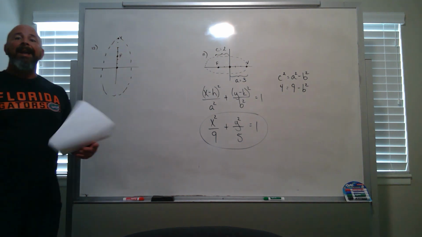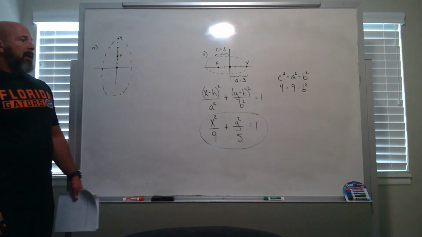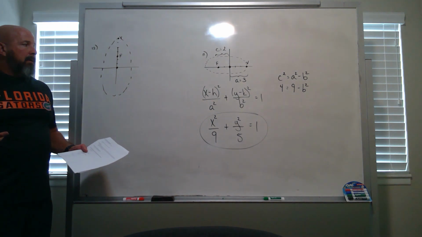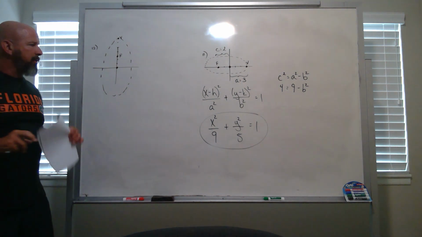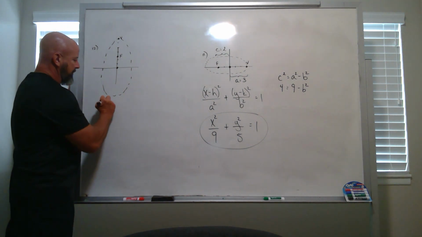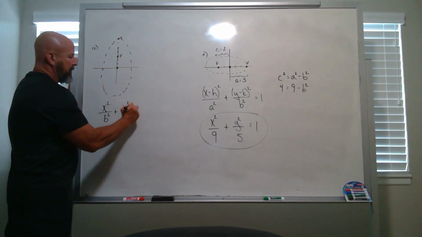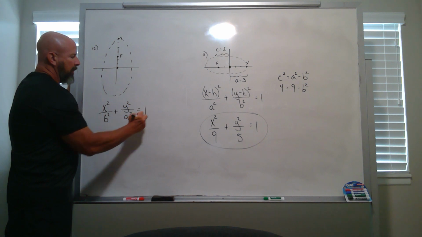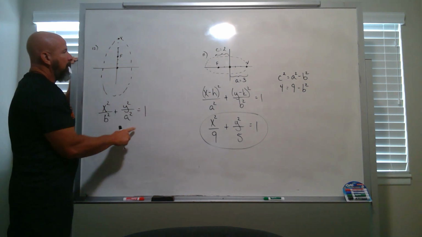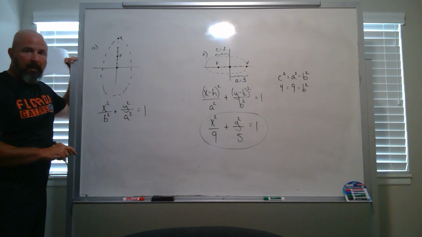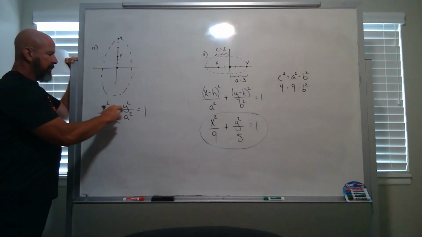All right. H and K, I know are 0, 0 again, so I'm just going to go ahead and write this one as x squared over b squared plus y squared over a squared is 1. So again, the a under the y this time because it's vertical. A is that bigger one. Right. I do the 0, 0.